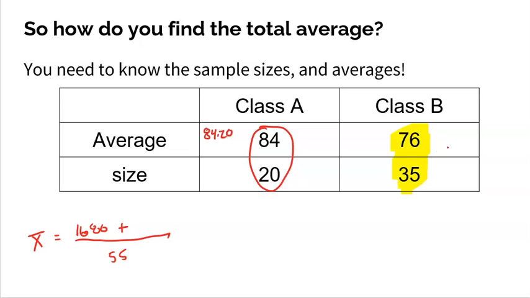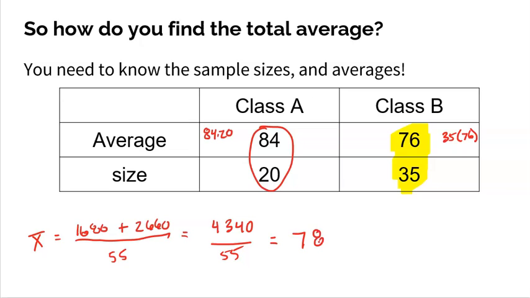Now I have to do the same thing for Class B. There were 35 kids, all with an average of 76, so multiply 35 by 76, and you're going to get the total for that group, 2,660. Then we're going to add those together, 1,680 plus 2,660, and we're going to get our grand total for the two classes combined, 4,340. Divide that grand total by 55, and you will get the total mean or average. Average and mean are, of course, two words that mean the same thing.